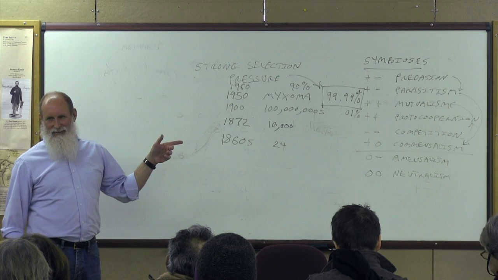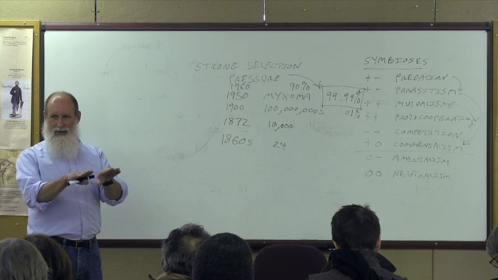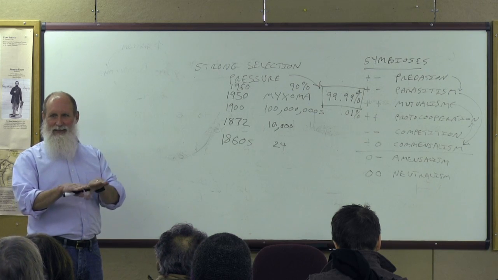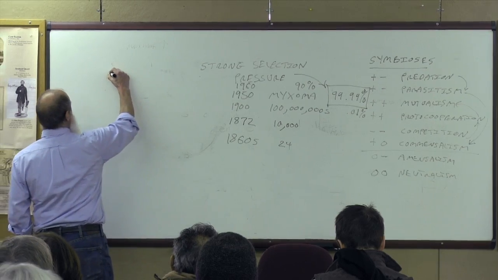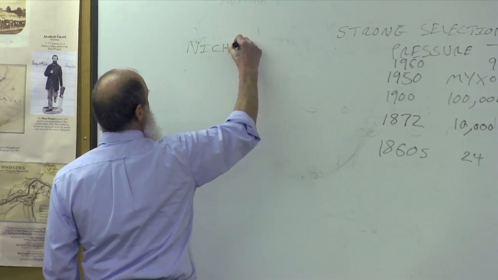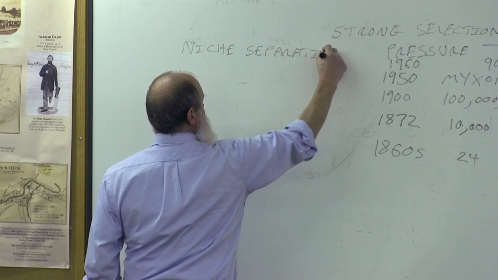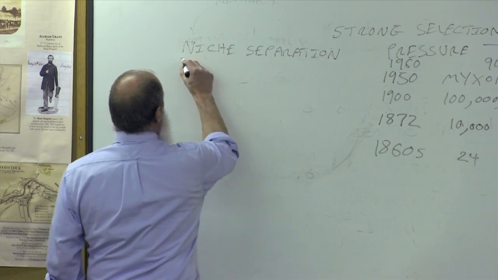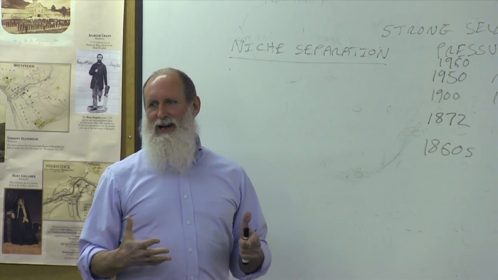But natural selection via coevolution is going to force species to move away from their competitive overlaps because they can get an energy boost in that process. And this happens through what is called niche separation. All right, niche separation. So what a niche is, it's an organism's ecological role.